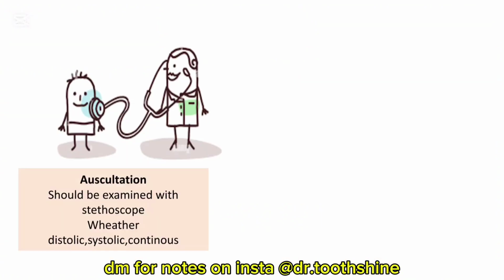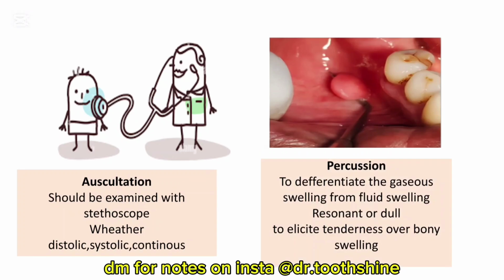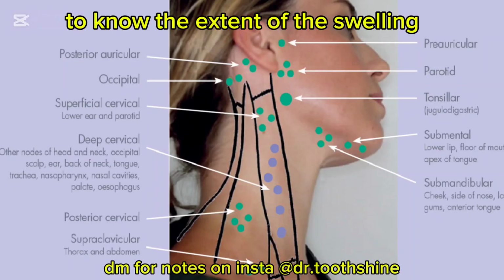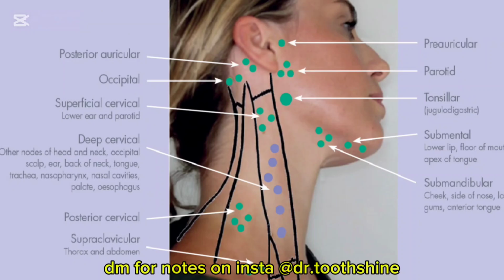So next is auscultation. Auscultation should be done with a stethoscope. Whether it is diastolic, systolic, or continuous, we need to check it. Percussion is done to differentiate gaseous swelling from fluid swelling, as resonant or dull, and to elicit tenderness over bony swelling. So, in examination, we also palpate lymph nodes to identify any lymph swellings.